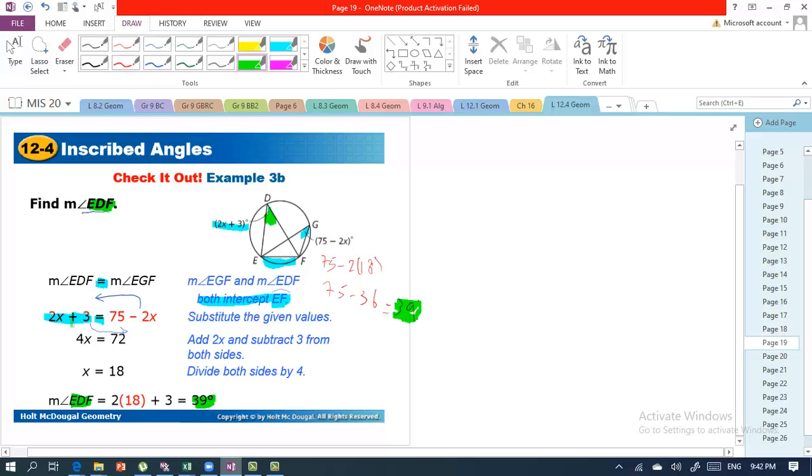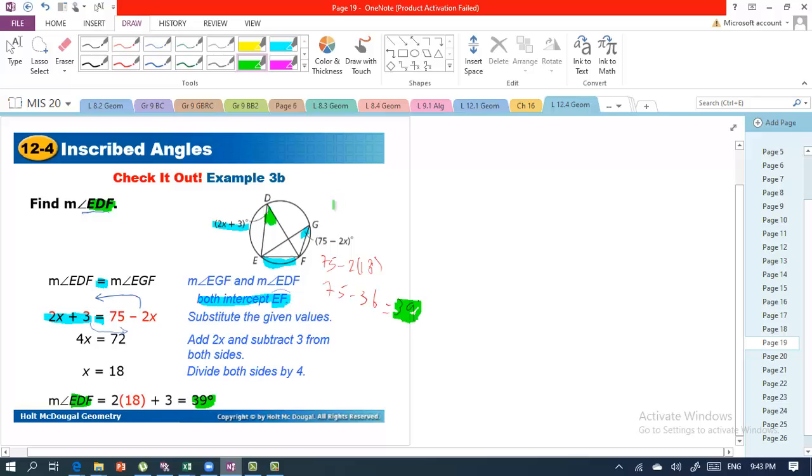Inscribed angles subtending the same arc. So 2x plus 3 equal to 75 minus 2x. We can see that 2x and 2x, if I take it here, is going to be 4x. 2x plus 2x, 4x, and 75 minus 3 is 72. X equal to 18. So we have found x, but they want us to find EDF, and we substitute here 2 times 18 plus 3. Here we evaluate 2 times 18, 36, plus 3, 39. So this angle measure D is 39.